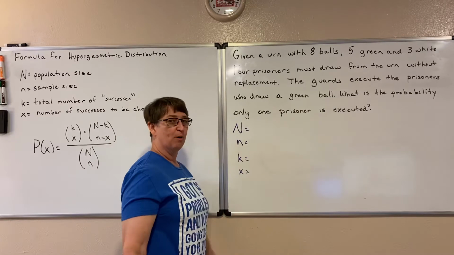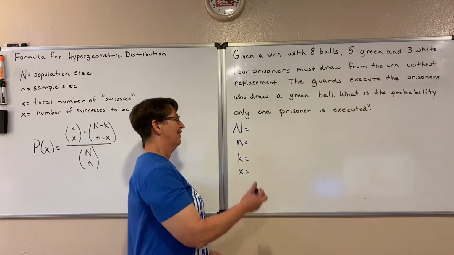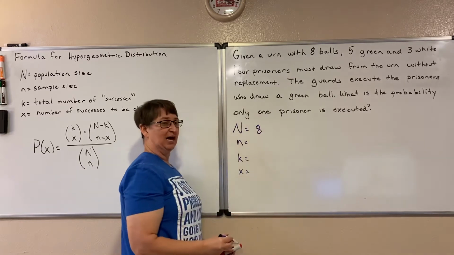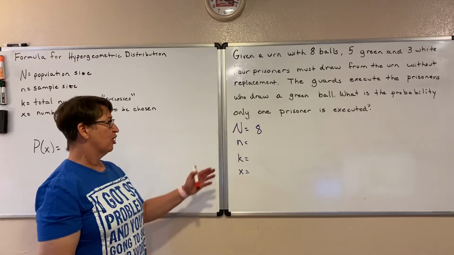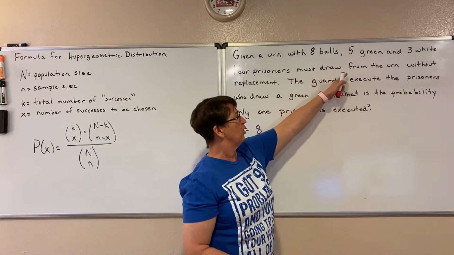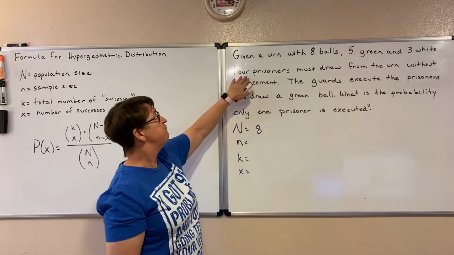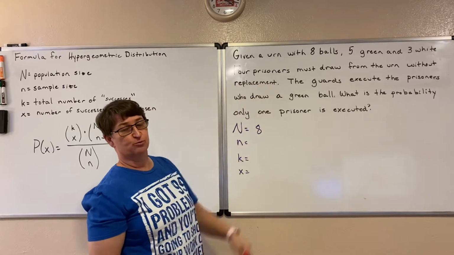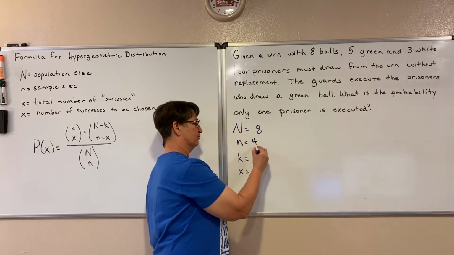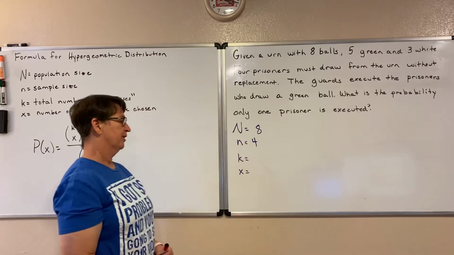So we have a whole population of balls, and there are a total of 8 of them. That is our population size. From those, we are only going to choose, well, it tells me that I'm going to have to draw from the urn 4 of those balls. Each prisoner is going to draw a ball. So 4 are going to be chosen from the urn.